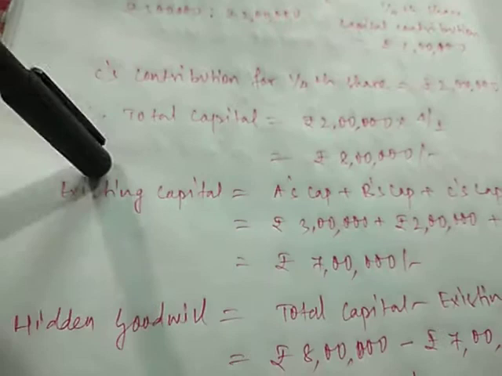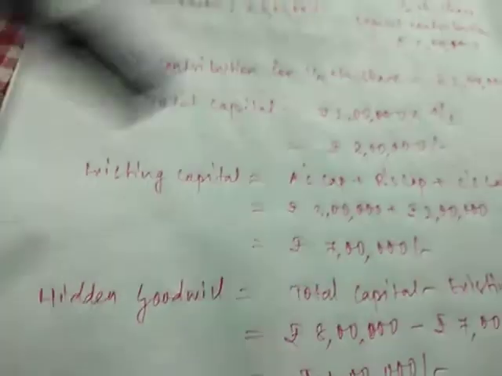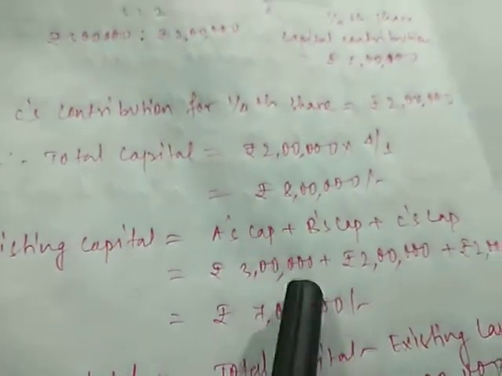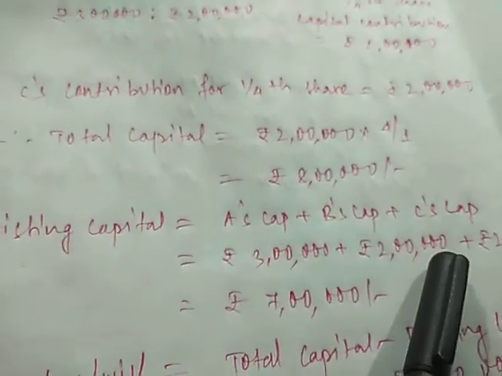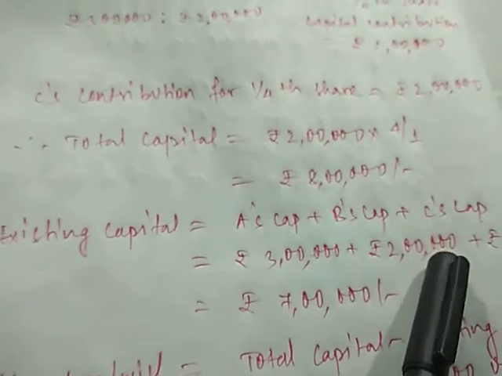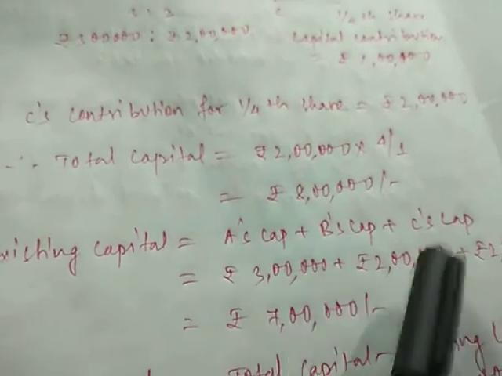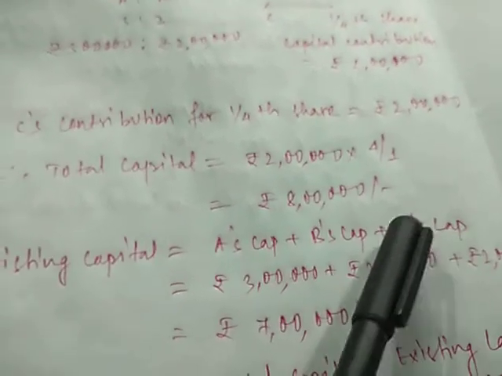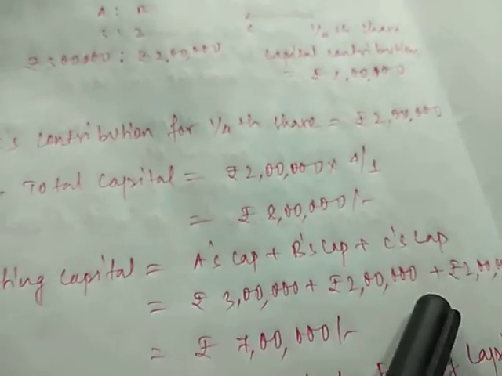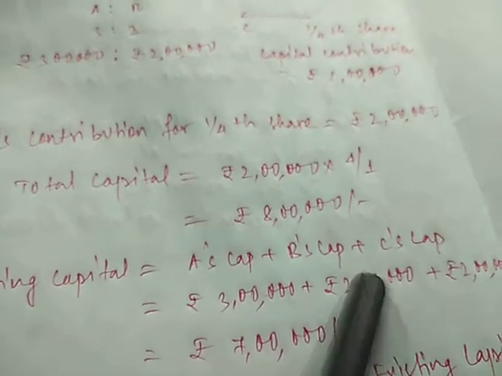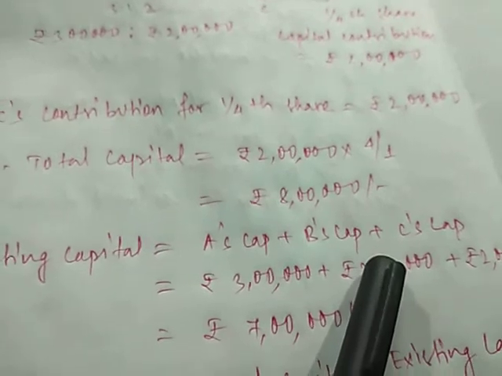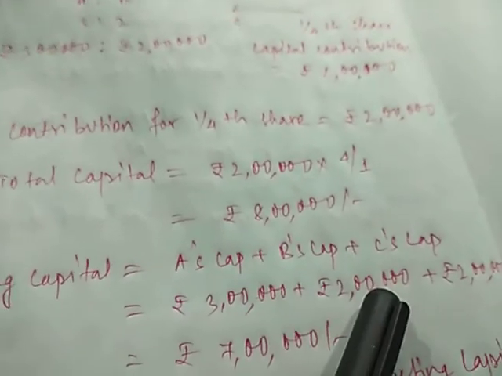Now what is the existing capital? Total capital we got 8 lakh. Existing capital is equal to A's capital plus B's capital plus C's capital. Whatever is the capital of A, B and C, if we add that, we will get the existing capital. Not only A, B and C's capital, even if the question says about profit and loss account credit balance or debit balance, credit balance will be added, debit balance will be subtracted here. In existing capital, if you have general reserve, reserve fund, profit and loss account credit balance, all will be added.